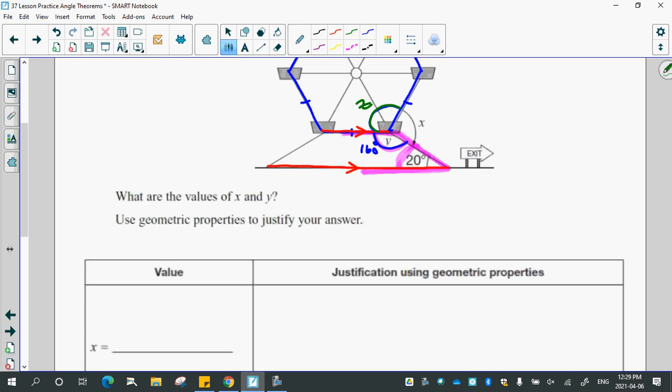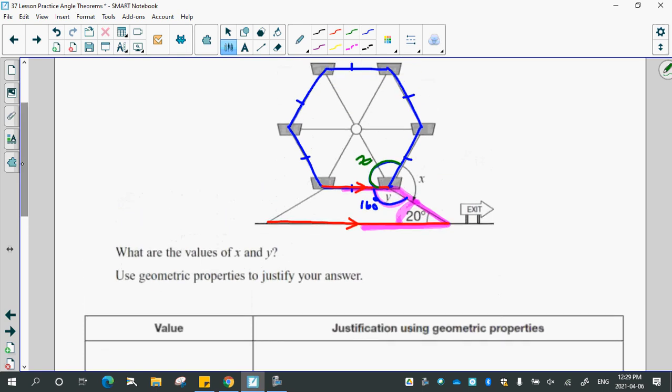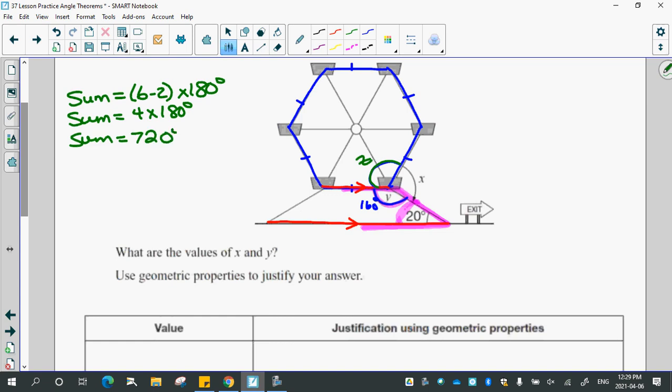All right? And how did you do that, Carter? Okay, so the sum is going to be 6 minus 2 times 180, which is 720 degrees, so we use that sum from this morning, okay? And then angle Z, Carter said, is going to be the total sum, 720 divided by 6 equal angles, which ends up giving you 120.